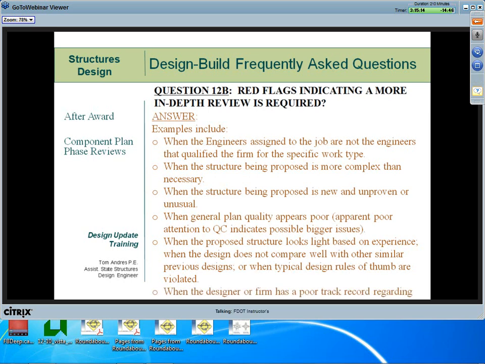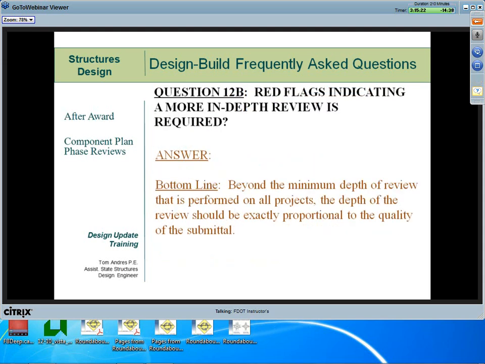When the designer or firm has a poor track record regarding quality, those are all red flags that we would look for, and when we do see those red flags, we generally do a more in-depth review. Beyond the minimum depth of review that is performed on all projects, the depth of review on design build jobs should be exactly proportional to the quality of the submittal.